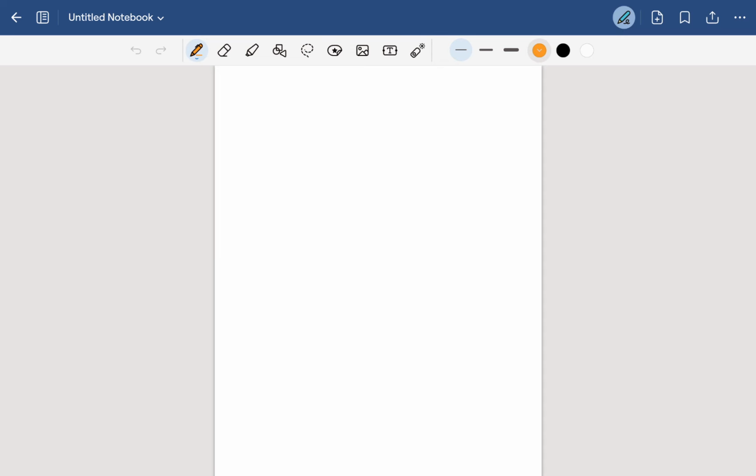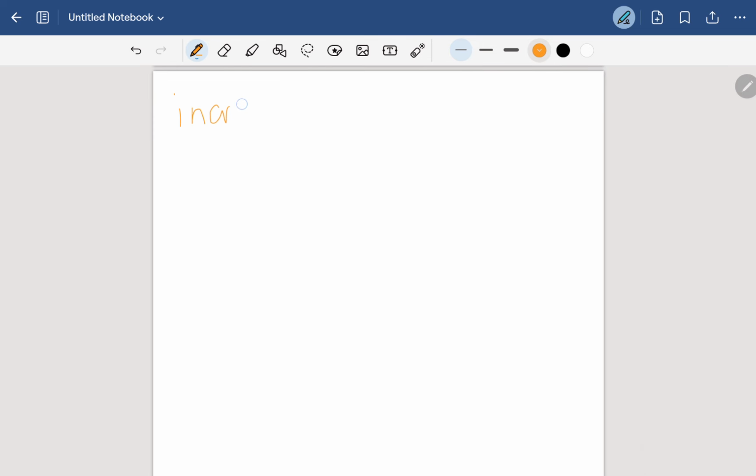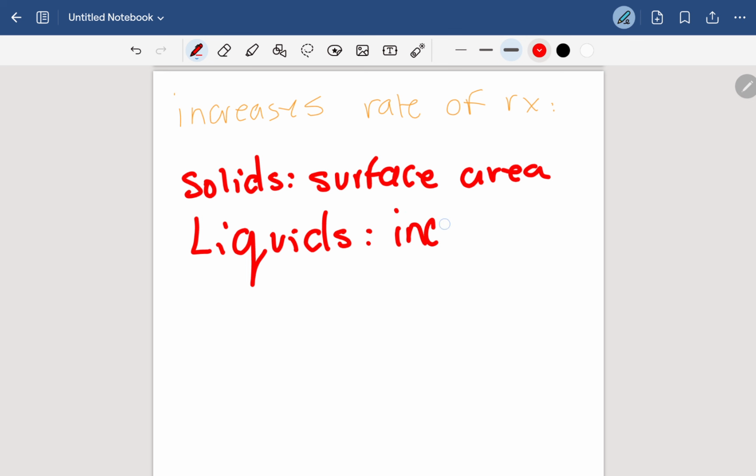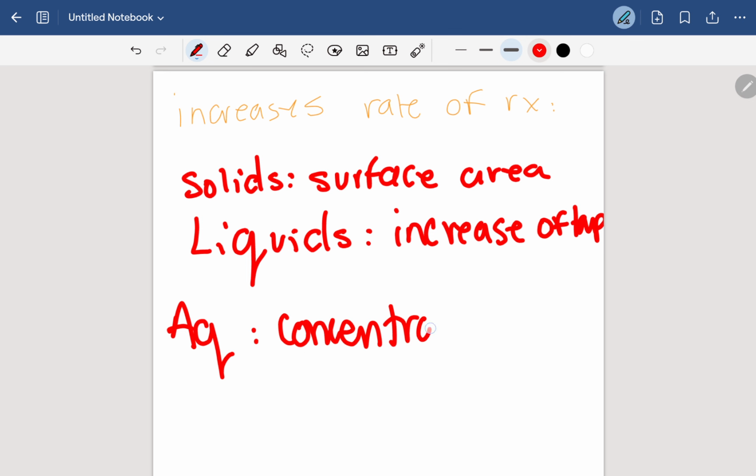First thing, what increases the rate of reaction? In the case of solids, only the increasing of the surface area. In the case of liquids, it is only the increase of temperature. However, for aqueous solutions, we have concentration and the temperature.